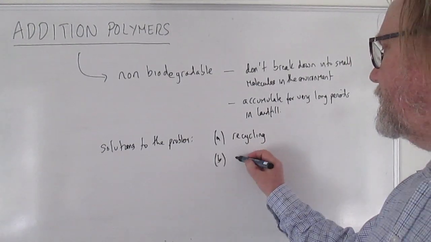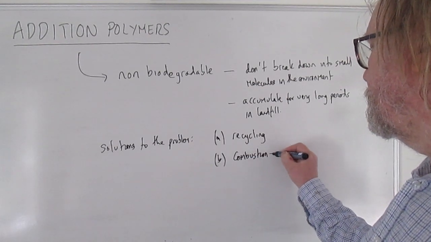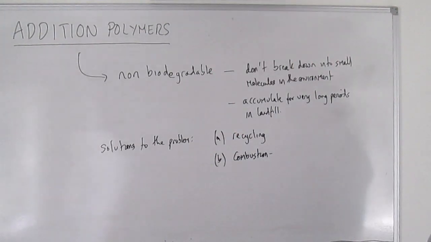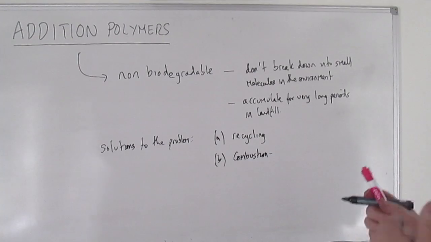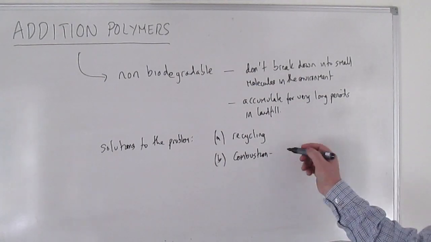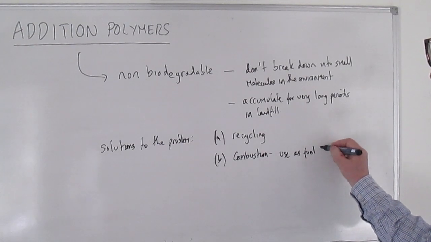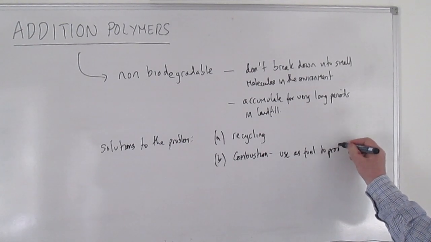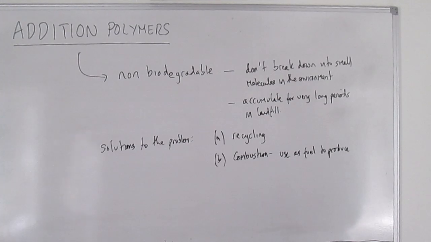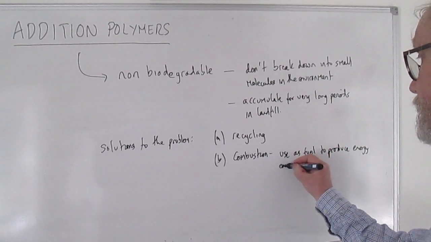The second is combustion, because these long chain alkene polymers are basically just long chain alkanes. So like other alkanes, you can burn them as fuels. Okay, so use as fuel to produce energy, e.g. to generate electricity.